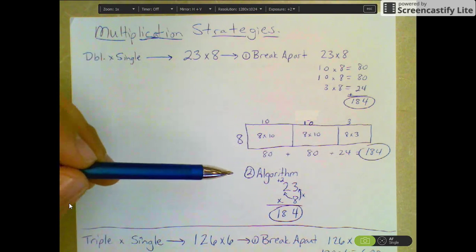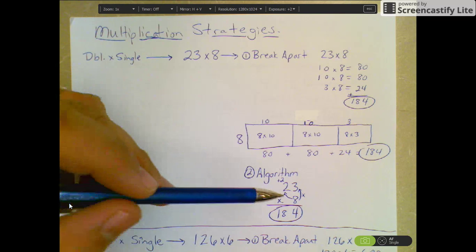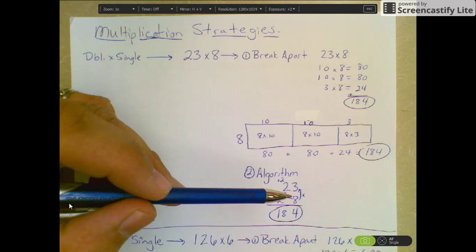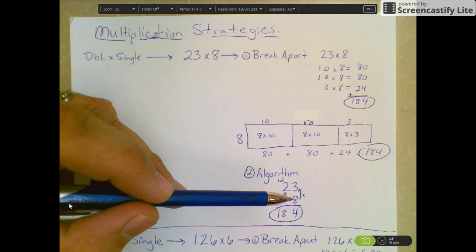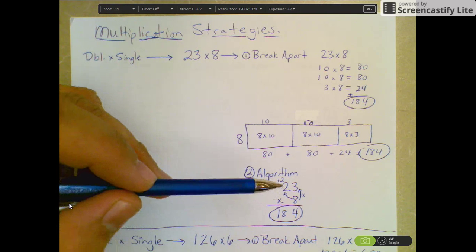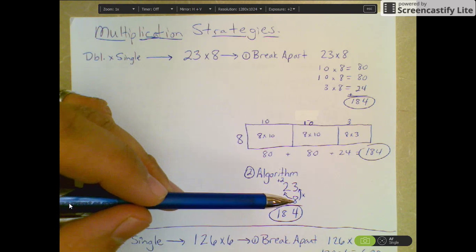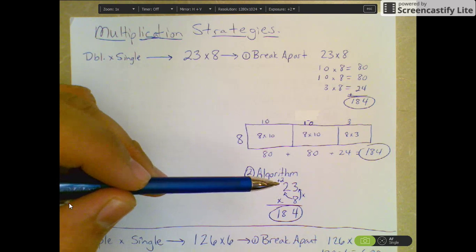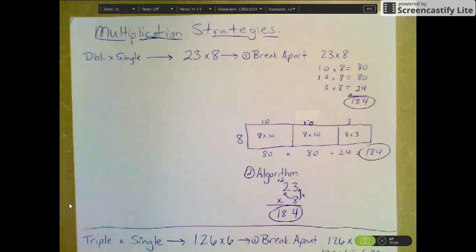The algorithm, which many of us are familiar with: 23, the larger number, will always go on top. The 8 is on the bottom. You're going to then multiply the ones place, which is the 8 times the 3, which is 24, and you carry your 2. You're then going to multiply the 8 times the tens place. In this case, it's 8 times 2. Add that carryover of 2 and get 184.